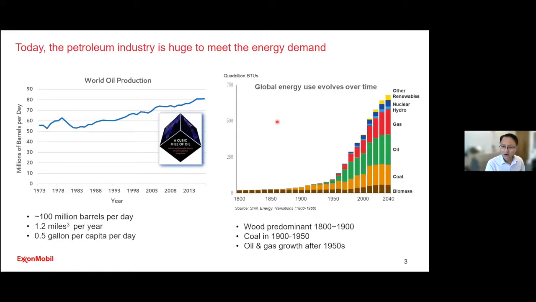So this is how global energy use evolved over time. You can see that in the 19th century, from 1800 to 1900, the predominant source of energy was wood, even during the Industrial Revolution. And then the first 50 years of the 20th century was coal. Starting in the 1950s, because of passenger vehicles, oil and gas picked up, and nuclear, hydro, and other renewables came into the mix. We're going to expect more and more diverse sources of energy.